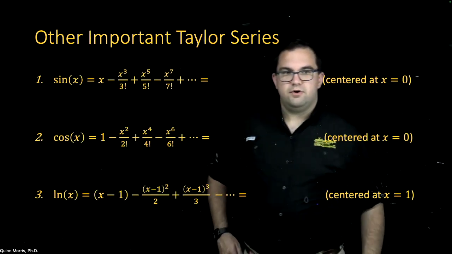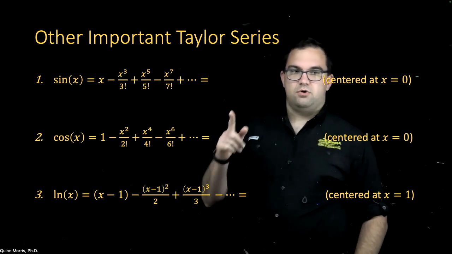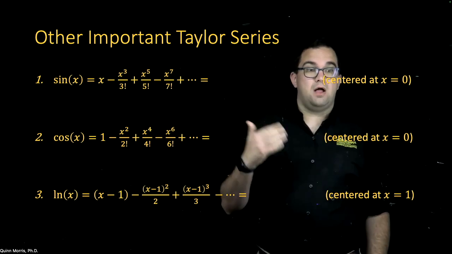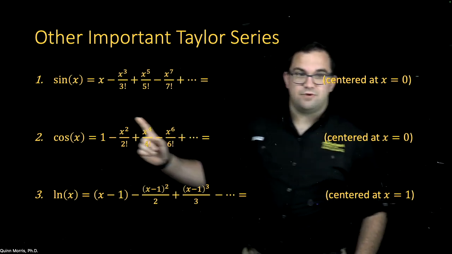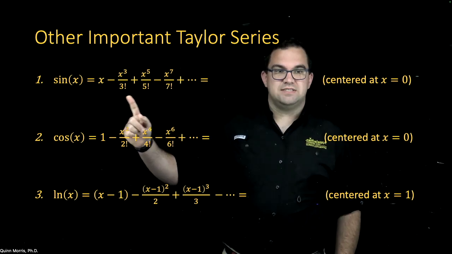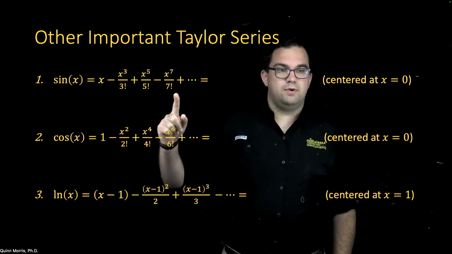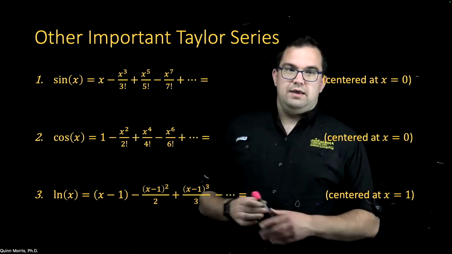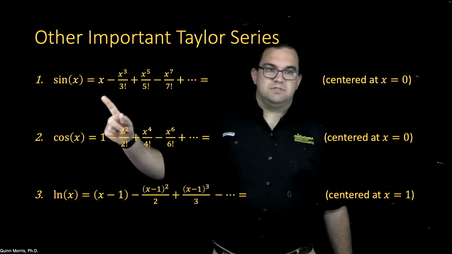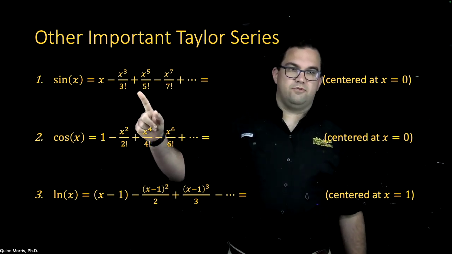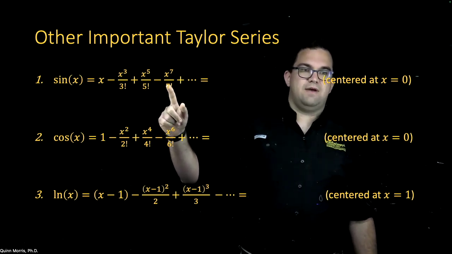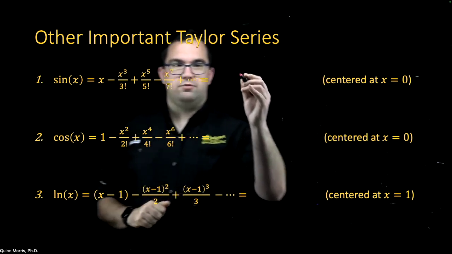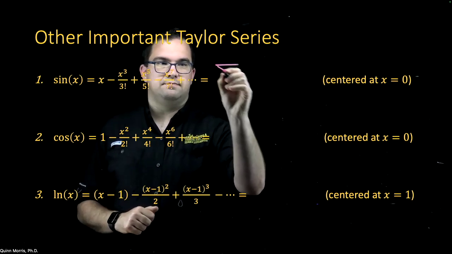All right. So here are a few other important Taylor series. The first two are sine and cosine. Earlier we wrote out the Taylor polynomials for these, and you'll notice this matches exactly the degree 7 Taylor polynomial, but of course now you just keep going. The degree 7 Taylor polynomial was x minus x cubed over 3 factorial plus x to the 5th over 5 factorial minus x to the 7th over 7 factorial. And you might wonder, how could we write that as a series?